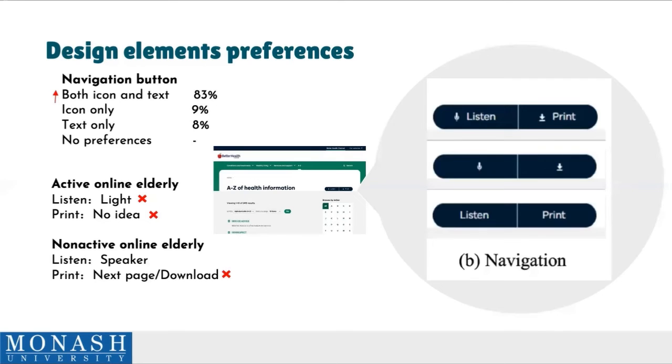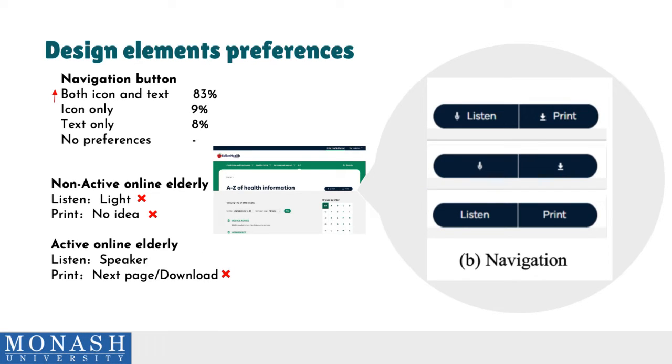Similarly, there was no significant difference in preference for navigation. However, we showed 2 buttons from sample 2 in the preliminary survey to 2 participants aged over 65 and asked them to guess what the buttons were without seeing the text. Interestingly, one non-active online user considered the listen button as a light button, by which he could increase the lightness of the tool. He had no idea what the print button was.